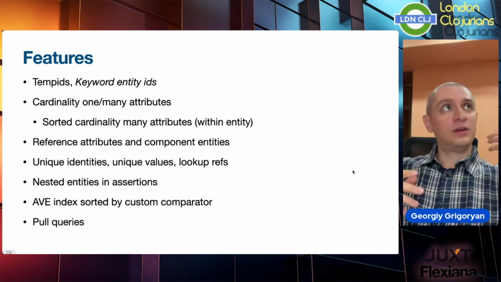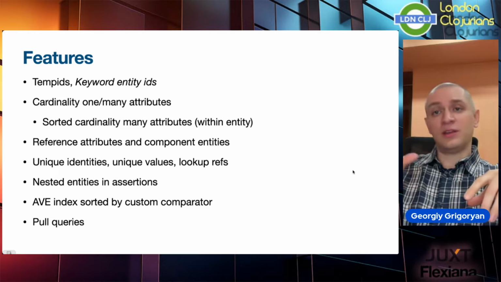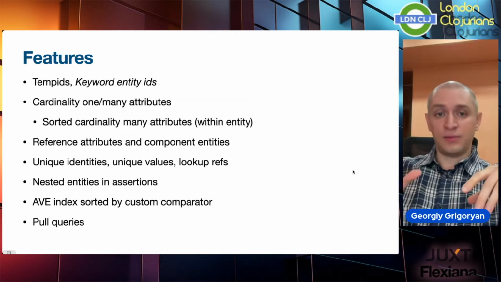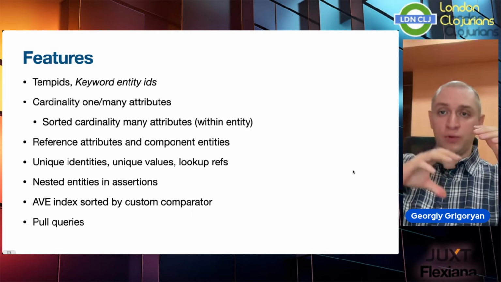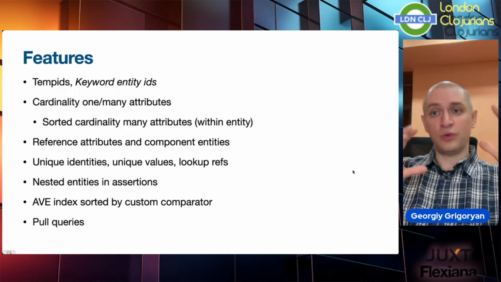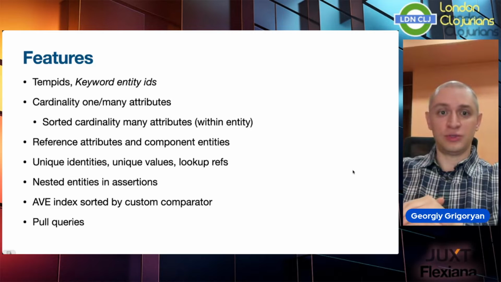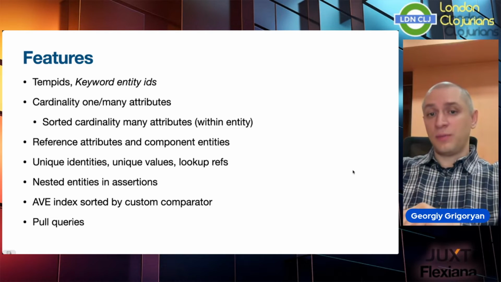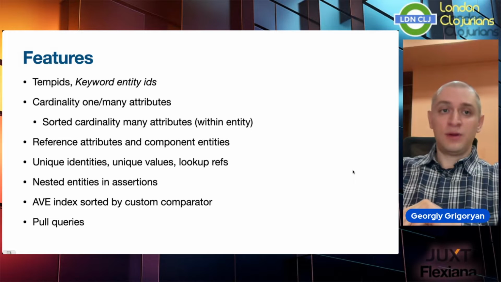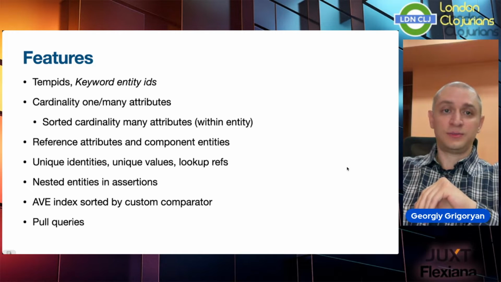If you have a nested map, or any number of nested maps at any number of levels, if they're coming from reference attributes, they will be interpreted as separate entities for you, and you can just transact and everything just works. There's an AV index sorted by a custom comparator if you need one, and pull queries.